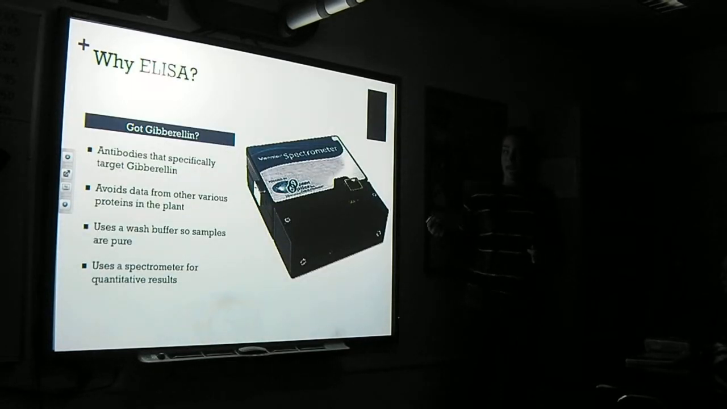Why am I using ELISA? So this specific gibberellic acid ELISA kit, like I said, the antibodies specifically target gibberellin, so I won't have data from other proteins. And it avoids data from other proteins in the plant by using a wash buffer and other things that might be in the lab. And then again, it uses a spectrometer to measure wavelengths.